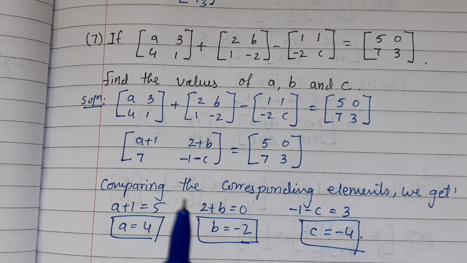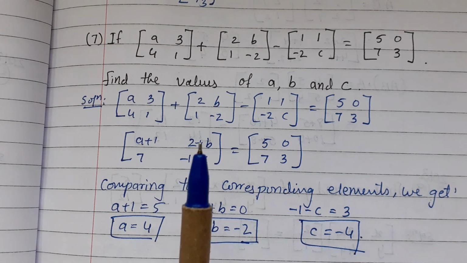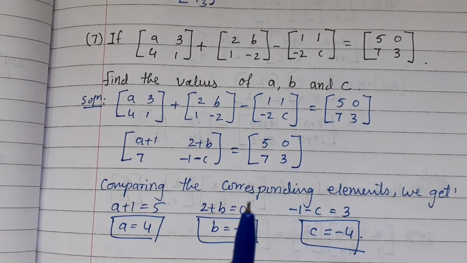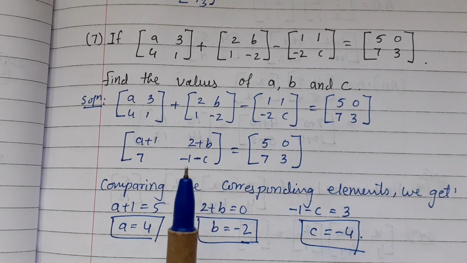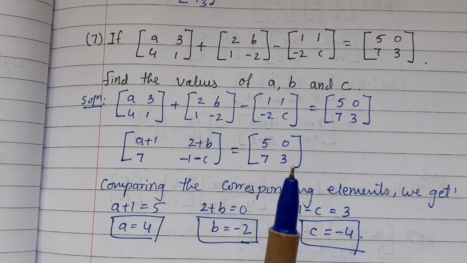5073. Comparing the corresponding elements, we get A plus 1 equal to 5, A equal to 4, 2 plus B equal to 0, B equal to minus 2, minus 1 minus C equal to 3, C equal to minus 4.